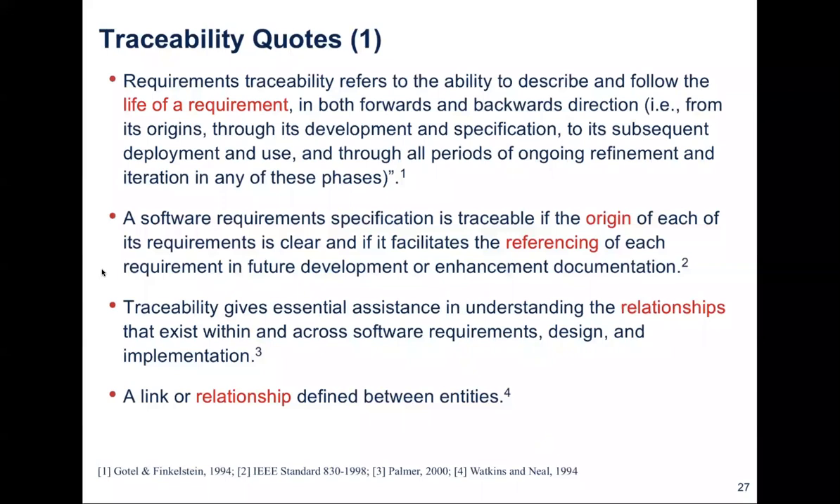Why we need traceability? Because traceability gives essential assistance in understanding not only the life cycle of the requirement, but also the relationship that exists within and across software requirements with each other, requirements and artifacts or elements of a system in the design and even in the implementation phase. That means a link or relationship defined between entities that will help in tracing those relationships between requirements and the life cycle of requirements.